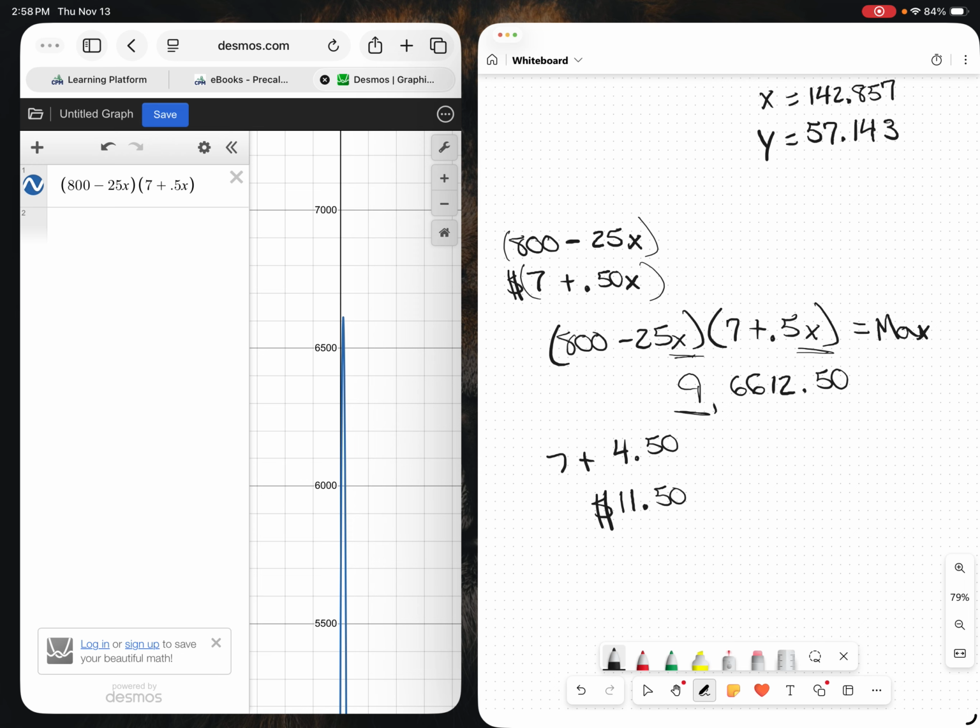Now you may be saying, Coach, but we lost widget sales. Yes, but we're still maximizing our sales because we still have enough people buying it at a more expensive price. Okay?